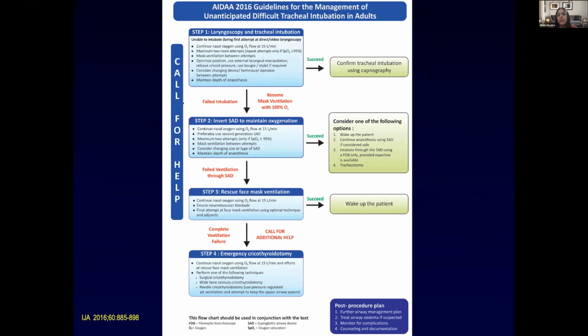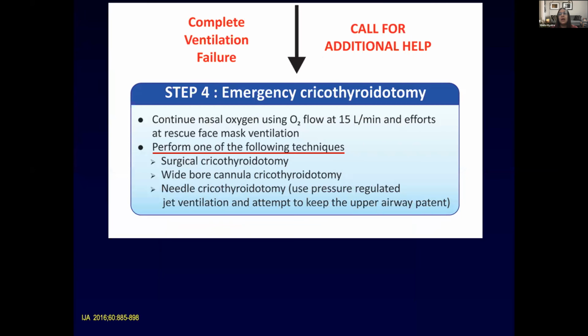And I mentioned calling for additional help. So now we come to the final stage when you reach complete ventilation failure. And what do we do in this kind of setting? We have to proceed with what we call an emergency cricothyrotomy. And this is very important. You continue the nasal oxygen. If you've been using nasal oxygen, do continue that and perform any one of the techniques.